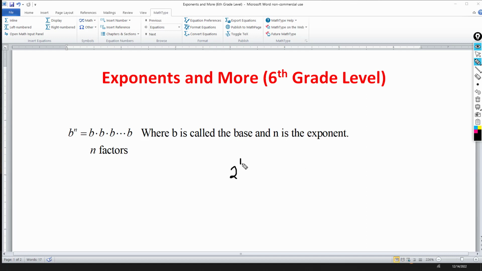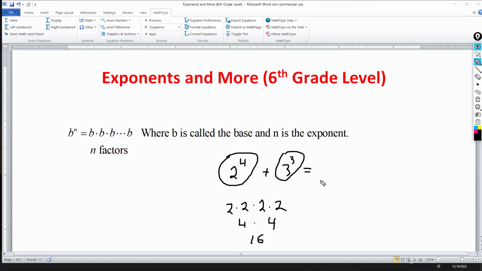Let's suppose you have 2 to the 4th plus 3 to the 3rd. There's a plus sign between these two, so that says figure out what this is. That's a number. Figure out what this is, and then you add the two. So 2 to the 4th means 4 factors of 2: 2 times 2 times 2 times 2. Then you multiply just 2 at a time. Here, 2 times 2 is 4, and over here 2 times 2 is 4, and then those get multiplied. This is all multiplication, so 4 times 4 is 16. And then you're adding here, so this is 16 plus.